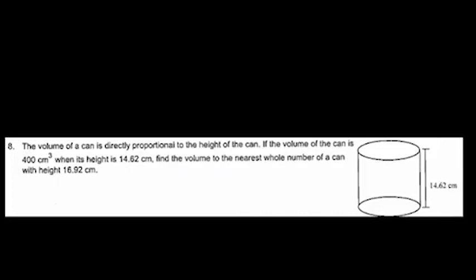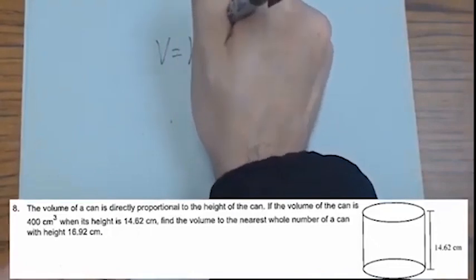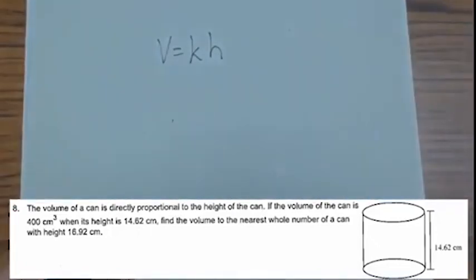The volume of a can is directly proportional to the height of the can. If the volume of the can is 400 cubic centimeters when the height is 14.62 centimeters, find the volume to the nearest whole number of a can with height 16.92 centimeters. So pull out what we need. The first sentence tells us the volume of a can is directly proportional to the height of the can. Let's call volume V and height H. V is directly proportional to H.